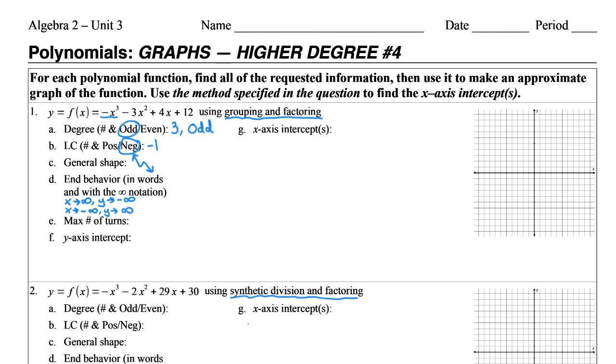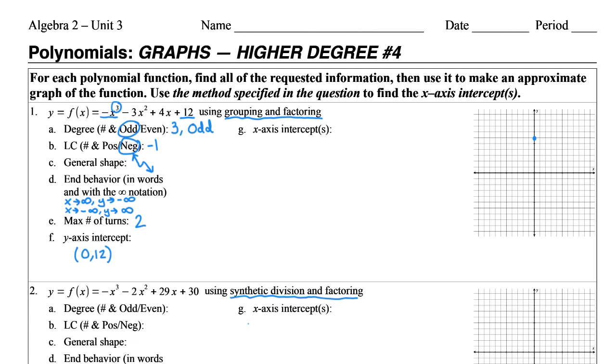Our max number of turns is always going to be 1 less than the highest power, 1 less than the degree of the function. So it's going to be 3 minus 1, so we're going to have 2 turns maximum. And our y-intercept is always the value right at the end. When x is 0, all of these other terms are going to go away. We're just going to be left with (0, 12). So we already know quite a bit about this. Let's see, we'll go by 2s on this to fit 12. So go right there. So there's our y-intercept.